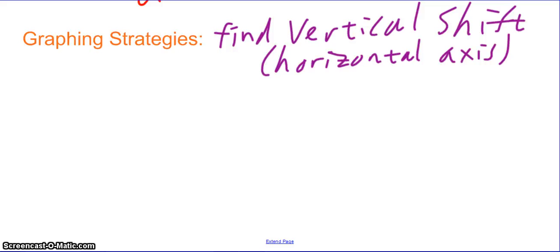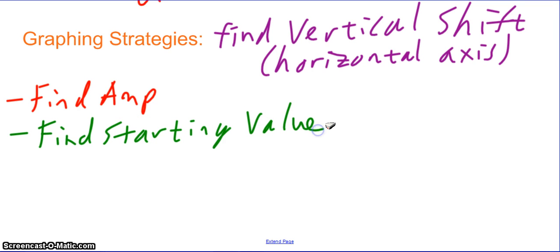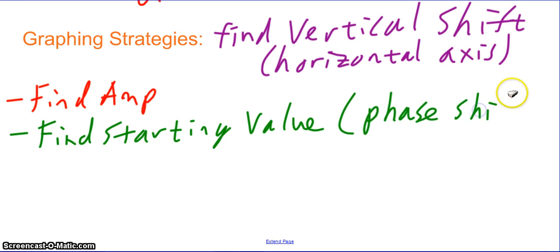Next thing we want to find is the amplitude, because this is going to tell us from this horizontal axis how far up and how far down we go. Next we want to find the starting value, and by starting value I mean, remember, the functions are continuous forever in both directions, but when we graph this we have to start somewhere, and so that starting value is going to be our phase shift, or our horizontal shift. So that's going to tell us what x value we want to start at.